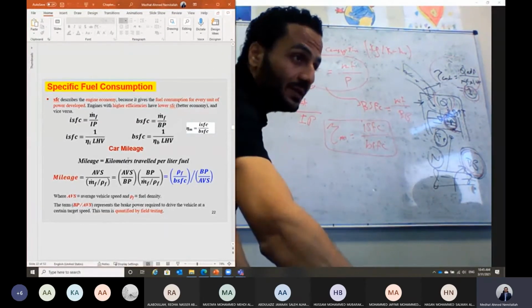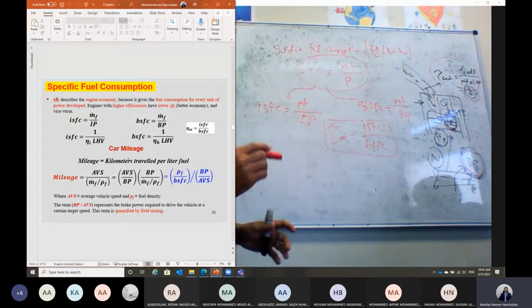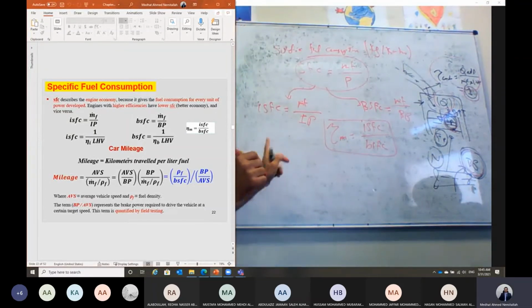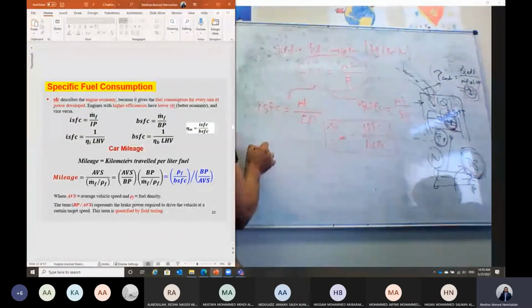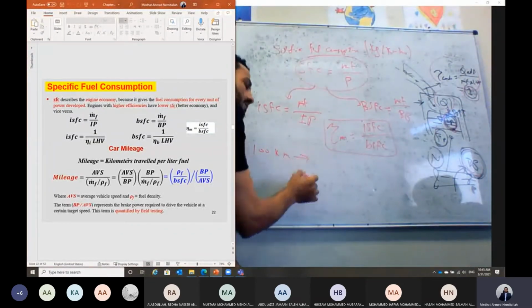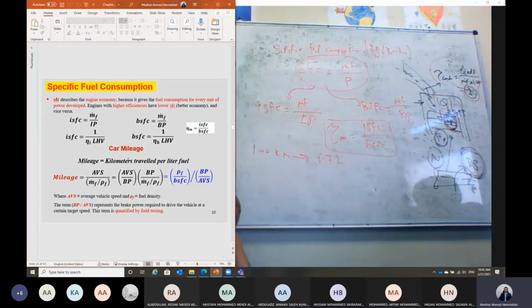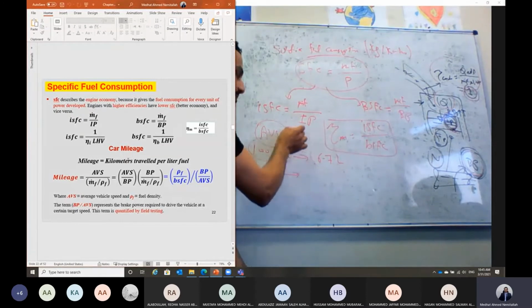He will tell you about the car mileage, which is the number of kilometers that the car can travel per unit liter of the fuel. So usually when you go to buy a car, he will say this car can run for 100 kilometers using, let's say, 6.7 liters of fuel. Another car can run for 100 kilometers at average vehicle speed. This is at average vehicle speed. At a given speed of the car, this car can travel 100 kilometers using 6.7 liters. Because when we change the vehicle speed, we are changing the RPM.